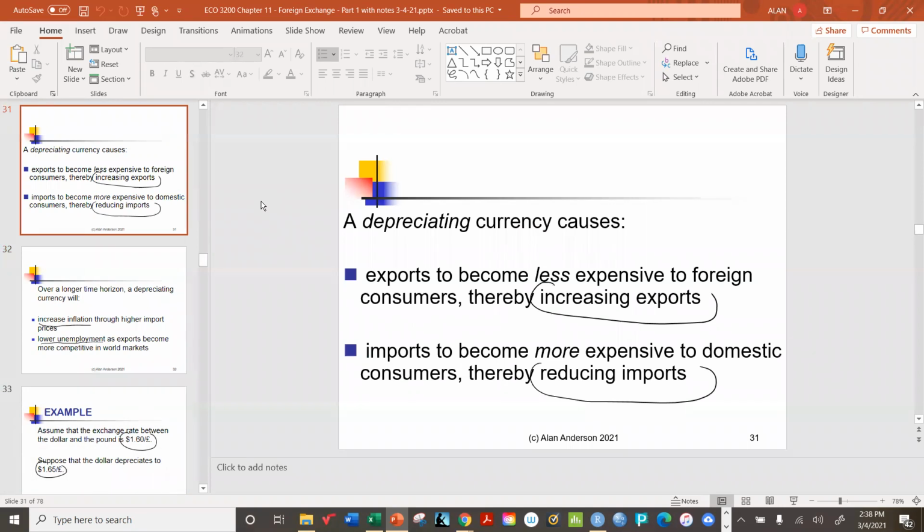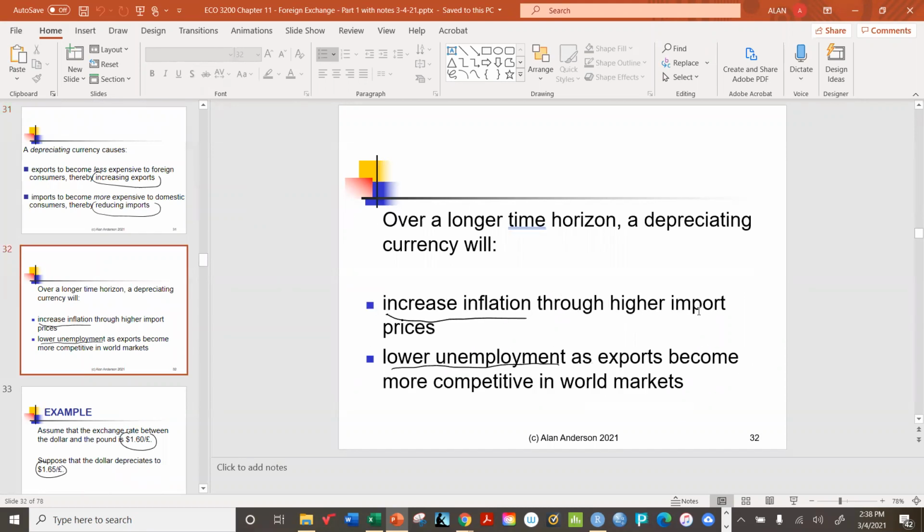The depreciating currency does the opposite. It means our products are cheaper in foreign countries, so we will export more. And it also means that our imported products are more expensive, so Americans will buy fewer foreign goods. The combination of these two means that our trade balance is improving. But then in the long run, the problem is that yes, our trade balance is improving, which is potentially lowering our unemployment rate. The problem, though, is that prices can go up as a result, and therefore we can have higher inflation. So whether a currency appreciates or depreciates, there's always a benefit and there's always a cost.